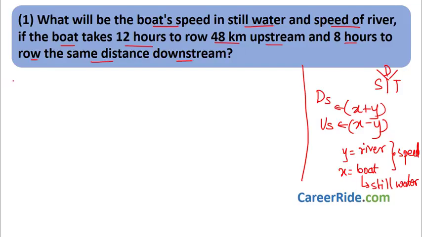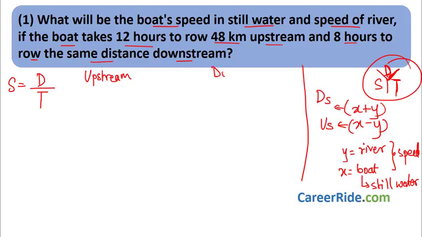What they have given, what we have to find? Boat speed in still water and speed of river. That means we have to find speed. What is speed? Distance upon time. From where do we get that? We get from our dst, from over here. Speed is distance divided by time. They have given two scenarios. One is upstream and other is downstream. So let us consider both the scenarios.